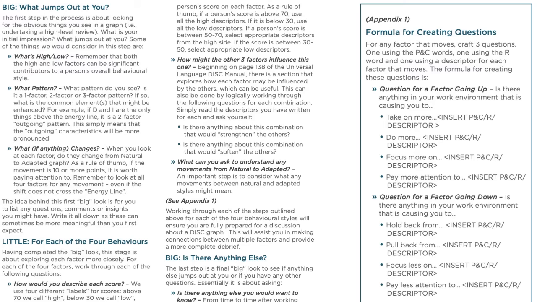Number 1. Number 2, having looked at that, what is the pattern? What patterns can we see? So for example, is it a 1, 2 or 3 factor pattern? And if so, what are the common elements? An example here would be if D and I are above the line, we can say, well, that's a 2-factor pattern. And what can we say about it? Well, we can say that they're both outgoing, tell, talk. Or if D and C were above the line, that would be a 2-factor pattern. And what would be common would be the results focus. Or if C and S were above the line, that would be a 2-factor pattern. And it would be about reserved, ask, listen, and so on.